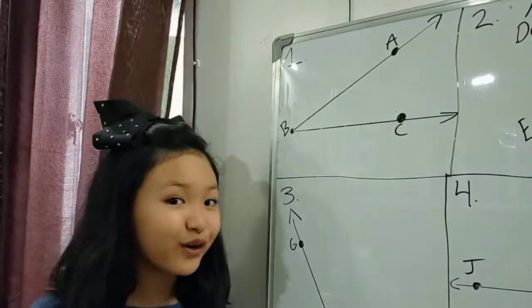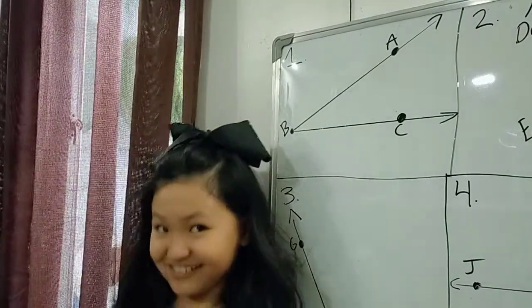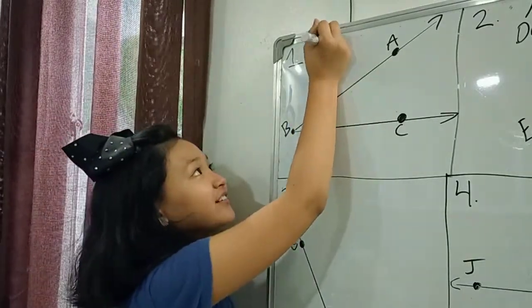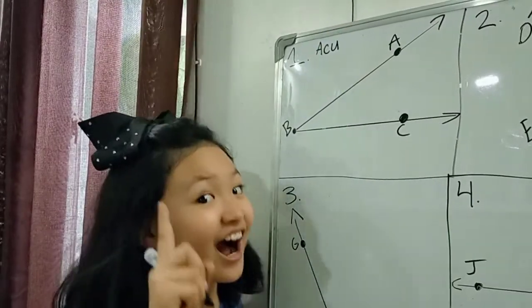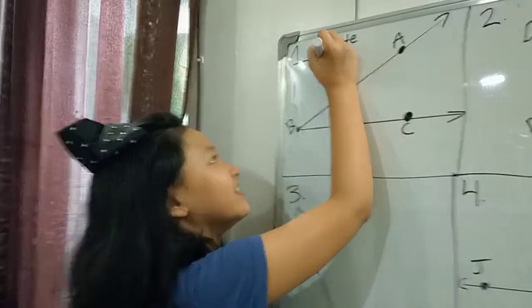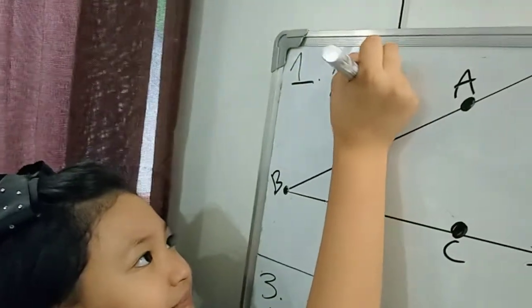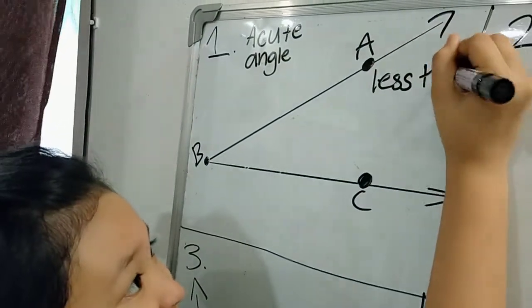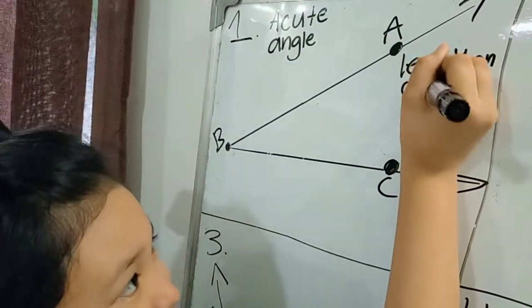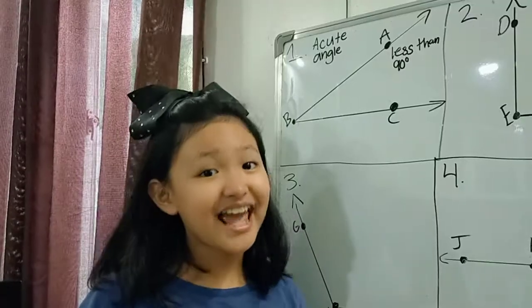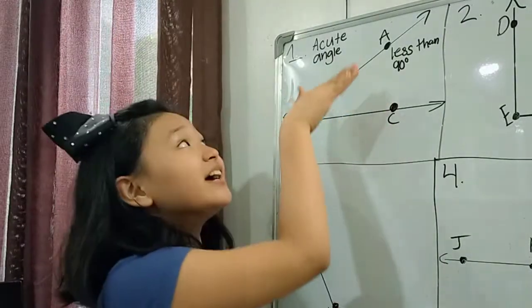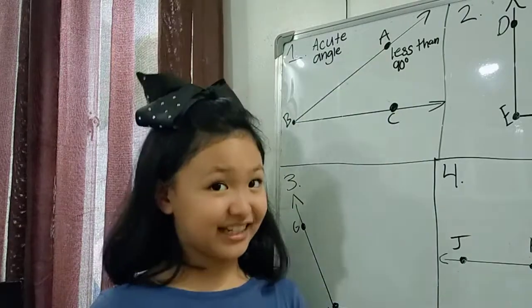And now we will go to the different kinds of angles. First type of angle, acute angle. Not cute, acute. An acute angle measures less than 90 degrees. Angles have different measures like this one. Acute angles measure less than 90 degrees.